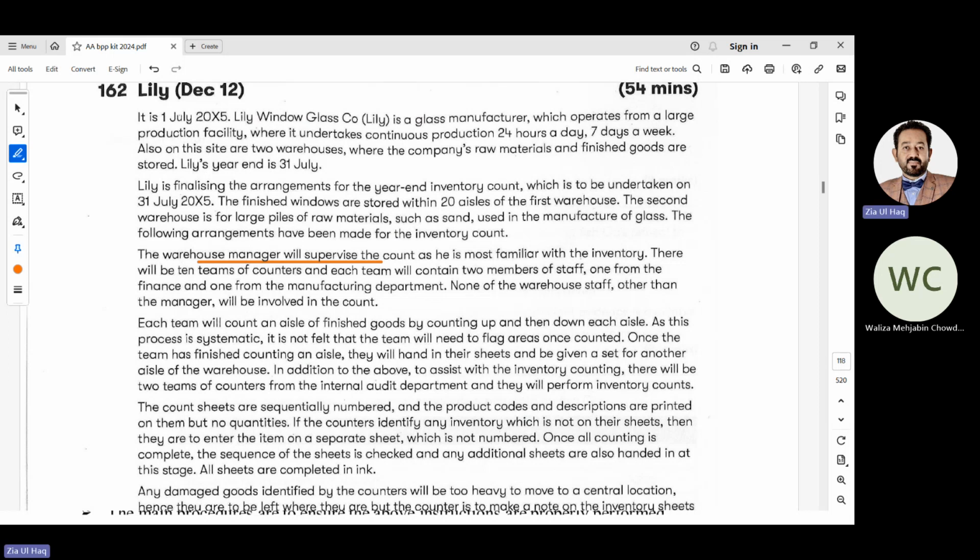So the inventory count controller, i.e. supervisor, should be independent, like the company should arrange any other department manager as a supervisor of the inventory count rather than the warehouse manager or production manager. Is that fine? One issue, 2 marks, easy.